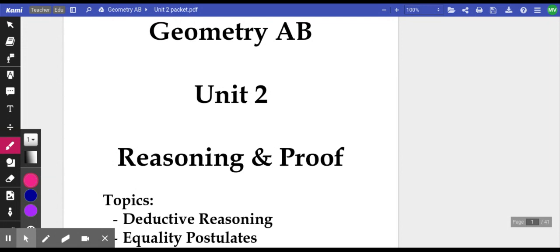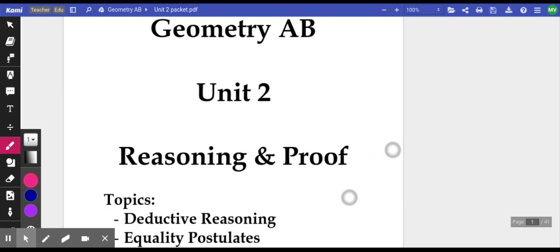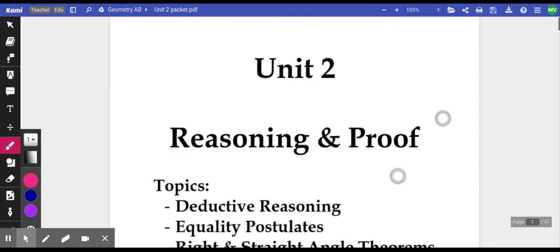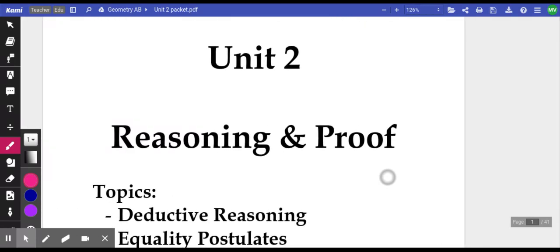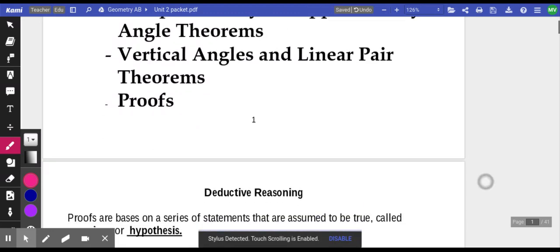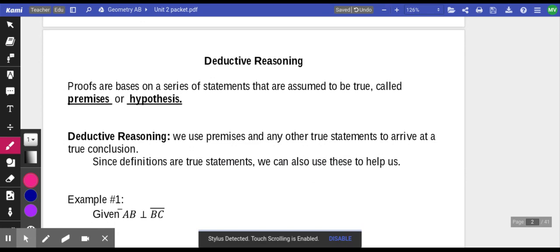Today we're going to start chapter 2, or unit 2, and this is reasoning and proof. This is where, for the first time, we're going to introduce the idea of proof and what a proof means to do. So, day 1, deductive reasoning.